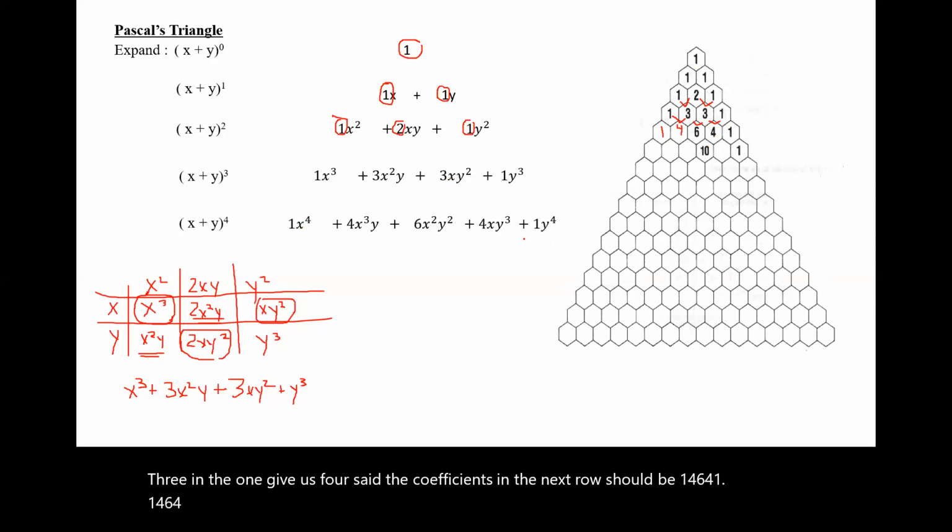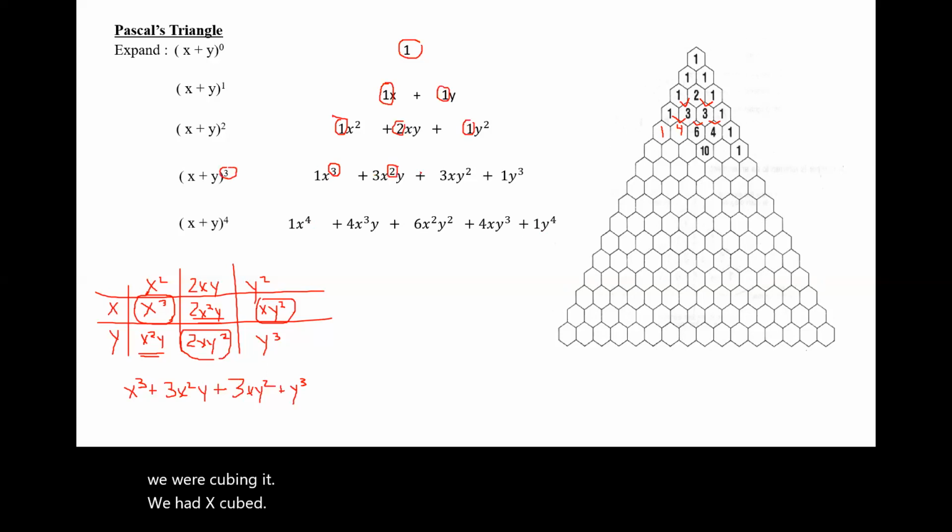There's another pattern you want to look for. Let's look at the exponents on x. When we were cubing it, we had x cubed, x squared, x to the power 1, and then no x's, so that's x to the 0. What's going on with y? Y starts at 3 on this side, then 2, then 1, then 0.